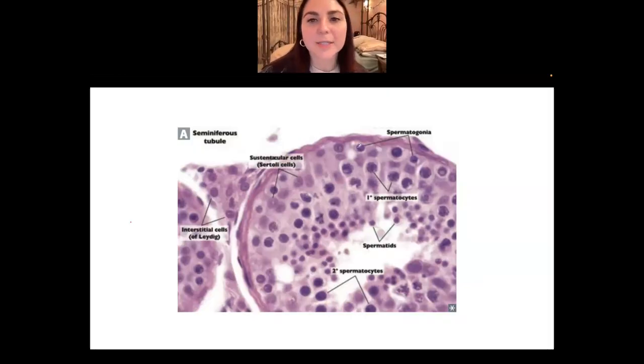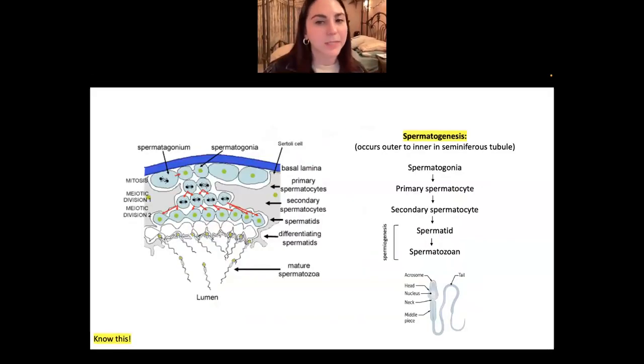I personally don't think they'll ask you which one's a sperm and which one's a Sertoli cell, because who cares, honestly. But remember, the Sertoli cells are the ones making up the blood-testis barrier. It's these epithelial cells doing that. So spermatogenesis, know this. I heard that this is still being asked, so still know this.